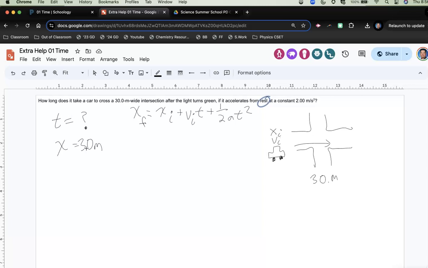What's the final distance we want for this car? If you look at our picture, the car is supposed to go 30 meters, right? Elijah helped us see this. So that's the final distance. Make a note for yourself on your paper: XF is final distance.